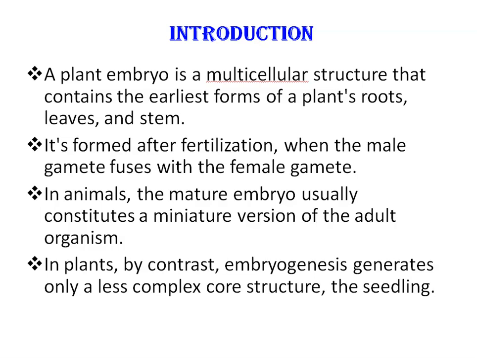In plants, by contrast, embryogenesis generates only a less complex core structure, the seedling, while virtually the entire adult plant morphology is generated by the activities of the apical meristems.